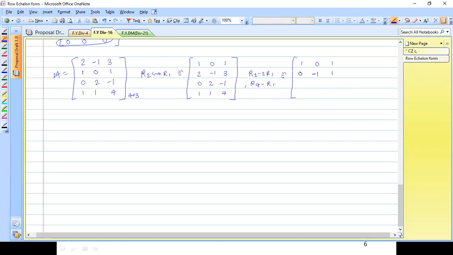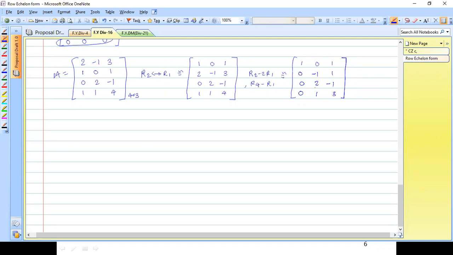Please check my calculations also. There is nothing to do with R3, so I just write this down as it is. So it's just a subtraction, R4 minus R1. So 0. So 1 minus 0 is 1, and 4 minus 1 is 3. Okay, so now it's done.